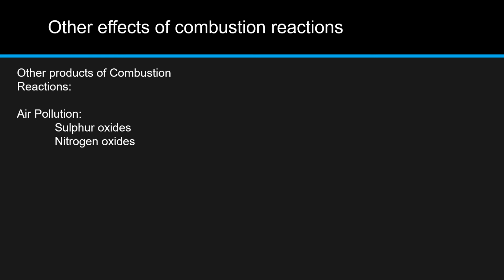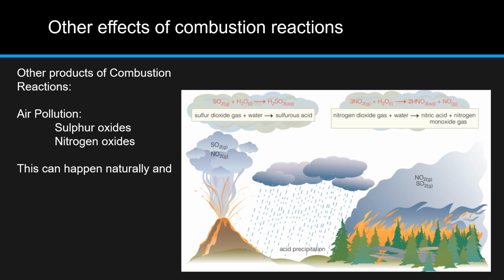Some of the big ones are sulfur oxides, so it could be SO2 or SO3, and then there's nitrogen oxides, so NO or NO2. This is just happening in the air because sulfur can be present in the hydrocarbons and it can't get completely burned out. Nitrogen is 70% of the air, so when you're burning things in oxygen and air, some of that nitrogen gets caught up in that combustion reaction as well.